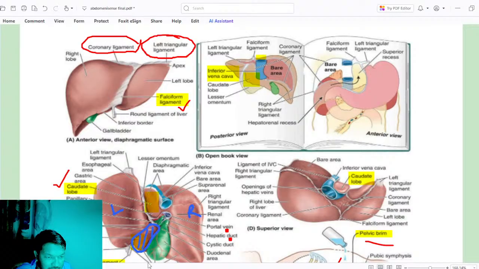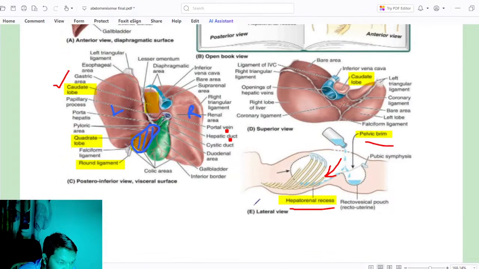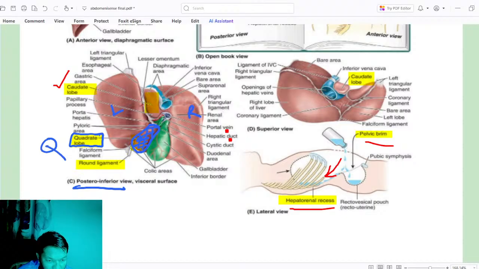In the anterior view, we cannot see the caudate or quadrate lobe. There are two lobes here in the posterior view. This lower part is the gallbladder. The part along with the gallbladder is the quadrate lobe. Its shape is also quadrangular. Alphabetically, Q comes later than C, C comes first, so C will be upper. So the upper lobe is the caudate lobe.